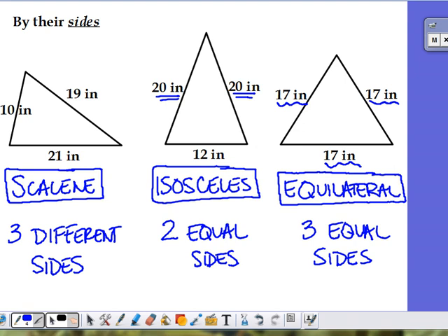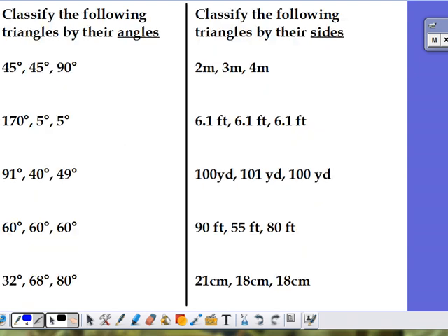So on this next slide, we have one column where we're going to classify them all by their angles. That would be on the left, and then we're going to classify them all by their sides on the right. So I'm going to stick with the same colors. If I'm classifying by angles, I'll use green. So now we're just looking at their angles. So I have two acute and one that's right. So that's a right triangle. Here I have two that are acute and one that's obtuse. So that's an obtuse triangle.